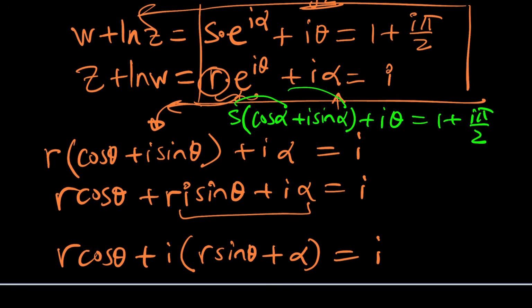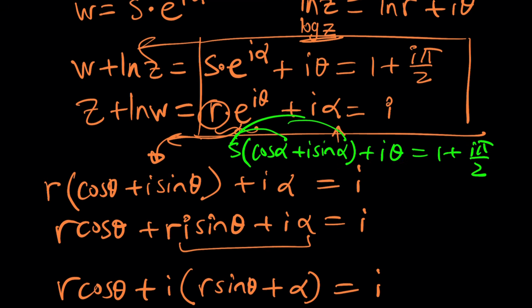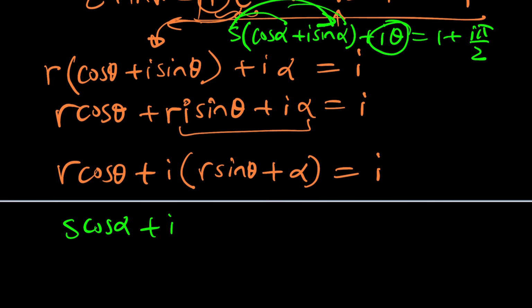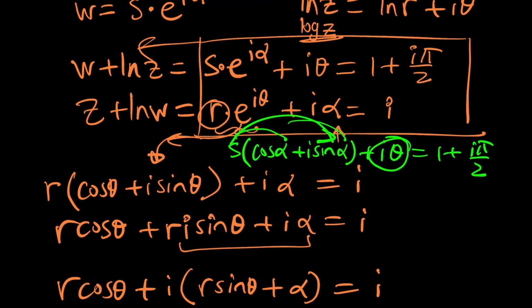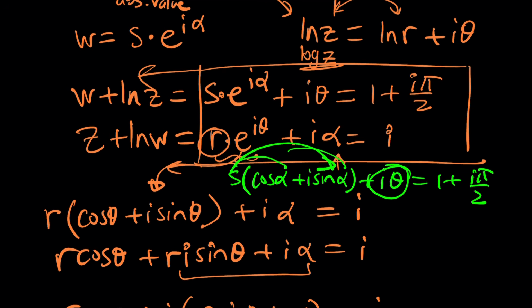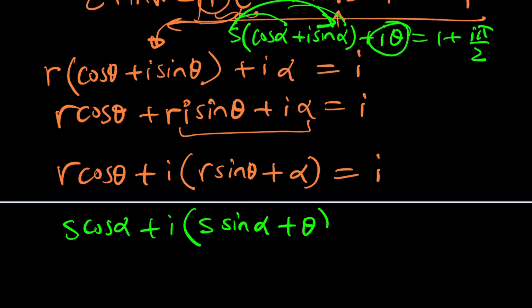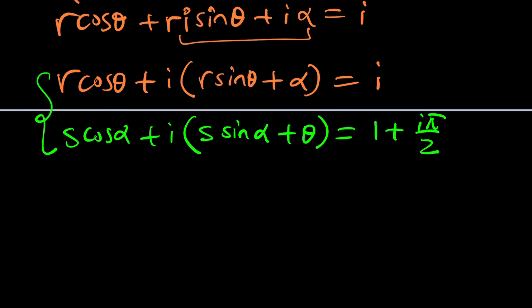And can I skip a step here if you allow me? s cosine alpha. And then notice that this is going to give you an imaginary part. This is going to give you another imaginary part. So if you factor out i, I'm hoping you can do that. s sine alpha, be careful with that, plus theta. That's going to make up the imaginary part. And remember, this is equal to 1 plus i pi over 2. Great. So now we have our system, and that's what we're supposed to solve.